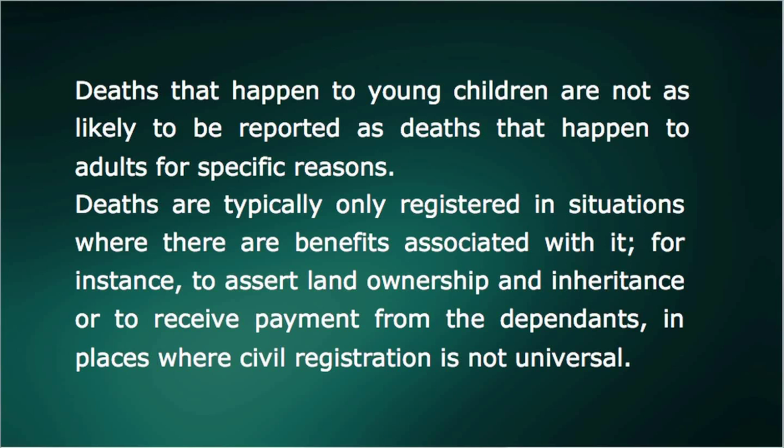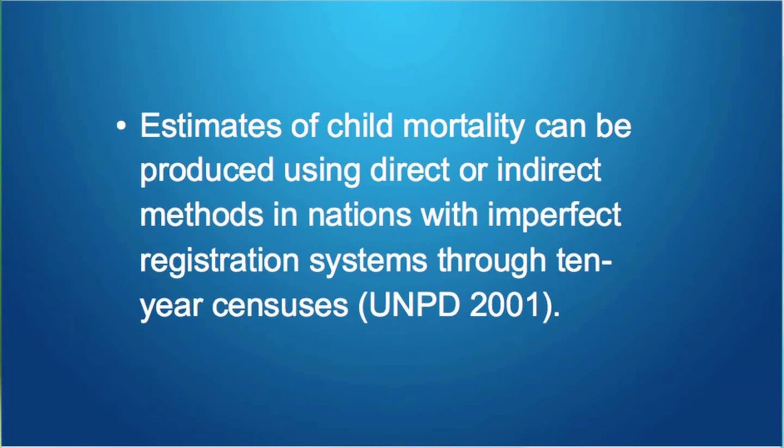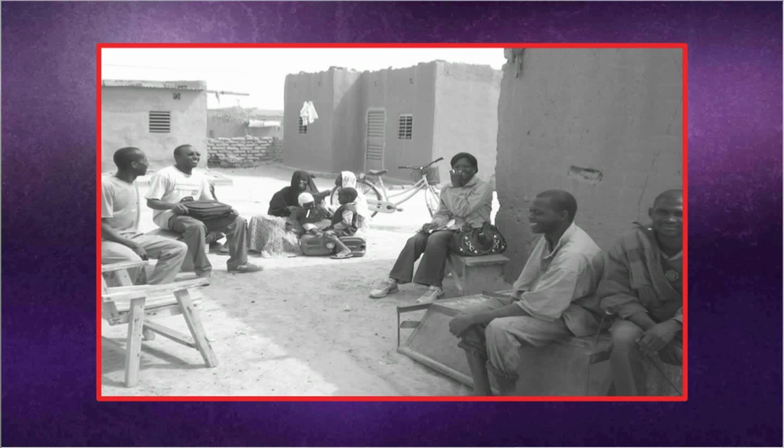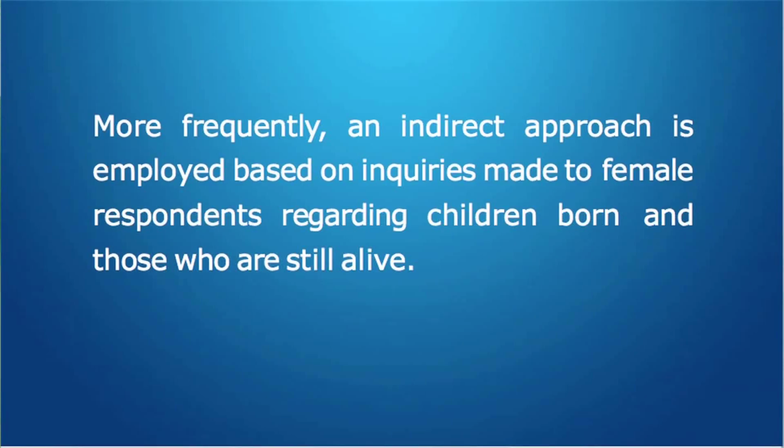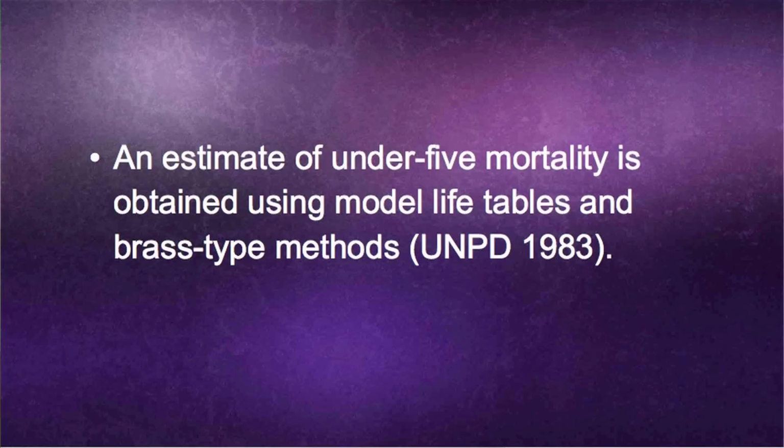The estimates of child mortality can be produced using direct or indirect methods in nations with imperfect registration systems through 10-year censuses. In the direct method, respondents are asked about deaths that have occurred in the household within a given time frame. More frequently, an indirect approach is employed based on inquiries made to female respondents regarding children born and those who are still alive. An estimate of under 5 mortality is then obtained using model life tables and the Brass type methods.